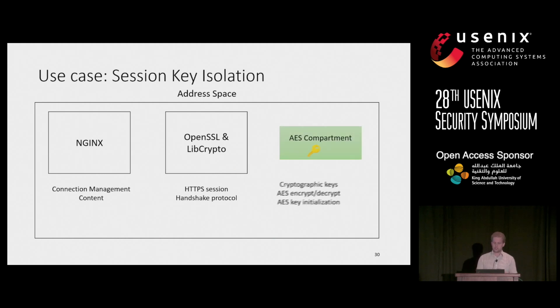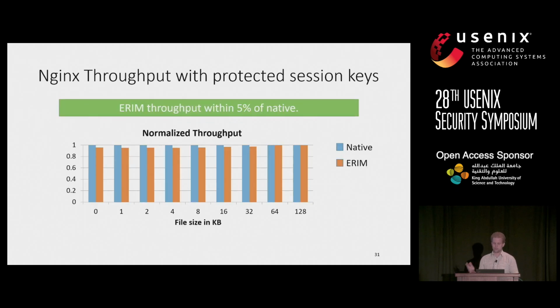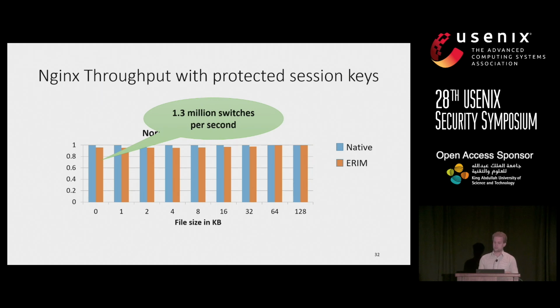With ERIM, we isolate the AES session key into a trusted compartment and only allow access via a narrow interface, in particular the key initialization and the encryption and decryption functions. This experiment here runs a single worker Nginx instance and queries different file sizes. We compare the native throughput without any isolation to the previously described isolation using ERIM. Overall, ERIM's throughput is within 5% of the native performance, while protecting the session keys against bugs and security vulnerabilities in the Nginx server, as well as large parts of the OpenSSL. We achieved this high throughput despite performing 1.3 million switches per second in this particular experiment.